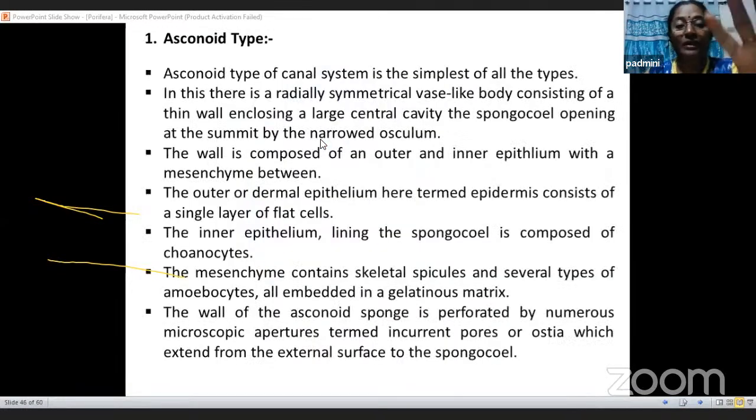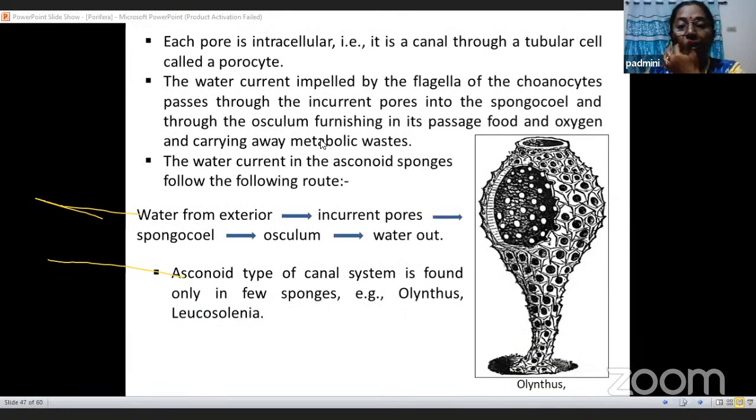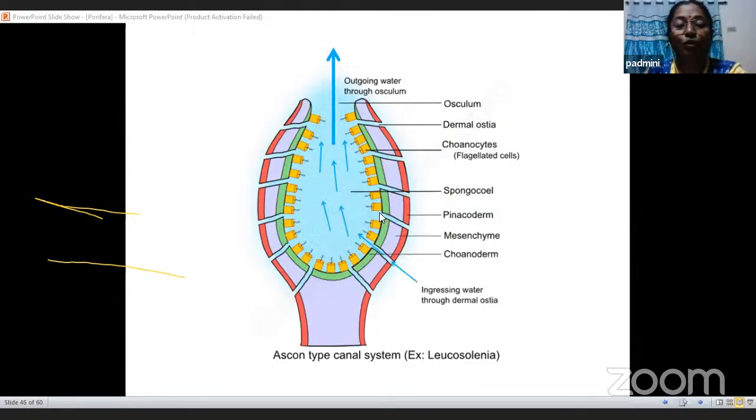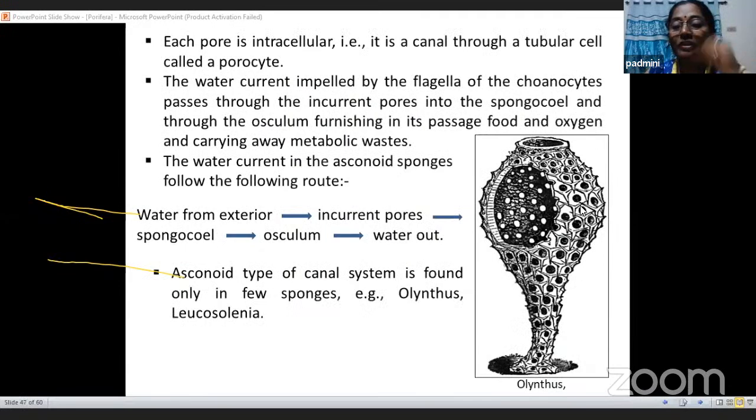Here I've given you all the points. You can go through the points to understand. This is nothing but whatever I told you all. Now this is also another example of how they look. So this is the picture I told you about. Now this is what the specimen looks like.